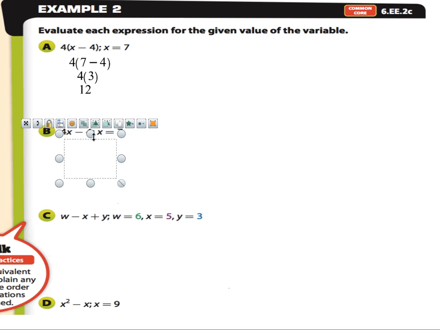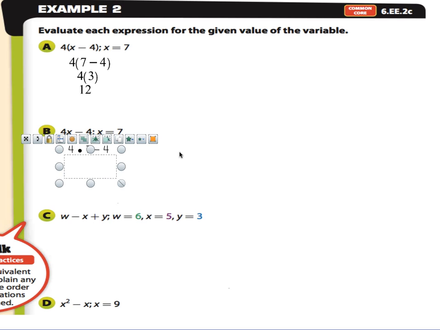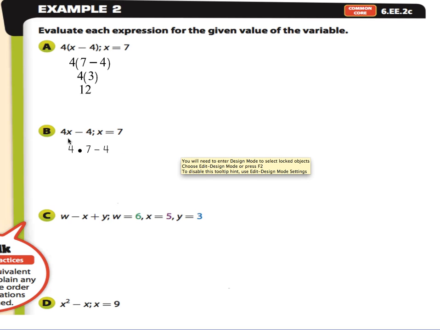All right, the first step remains the same. We still have to replace the x with a 7. So remember, this becomes 4 times 7. A big mistake that students make is that they put the 7 there and think that it becomes 47. This means 4 times x. So this gets replaced and it becomes 4 times 7 minus 4.